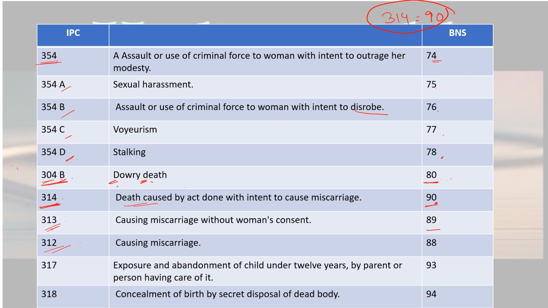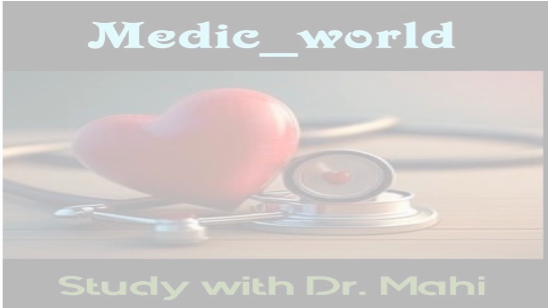Minus 2, 88. 317, 7 means heaven, means we have abandoned the child for heaven. Okay, 317 is 314 plus 3, 90 plus 3, 93. 318 means concealment of the birth. Okay, so 314 plus 4, 90 plus 4, 94. Done.